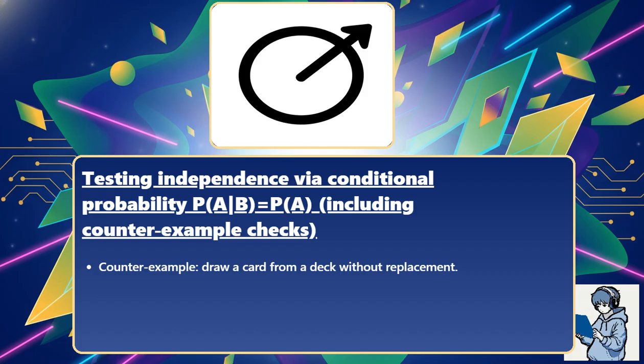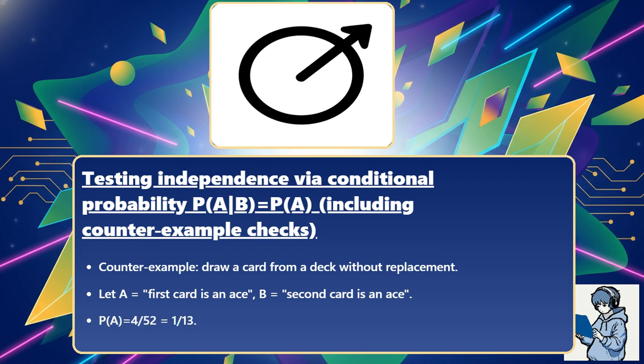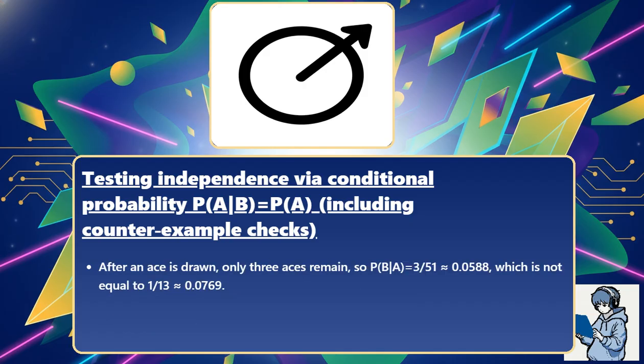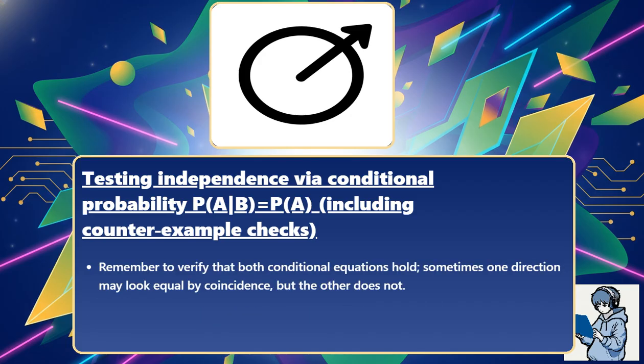Counterexample: draw a card from a deck without replacement. Let A be first card is an ace, and B be second card is an ace. P(A) equals 4 over 52, which simplifies to 1 over 13. After an ace is drawn, only 3 aces remain, so P(B|A) equals 3 over 51, approximately 0.0588, which is not equal to 1 over 13, approximately 0.0769. Hence, the two events are not independent. Remember to verify that both conditional equations hold. Sometimes one direction may look equal by coincidence, but the other does not.